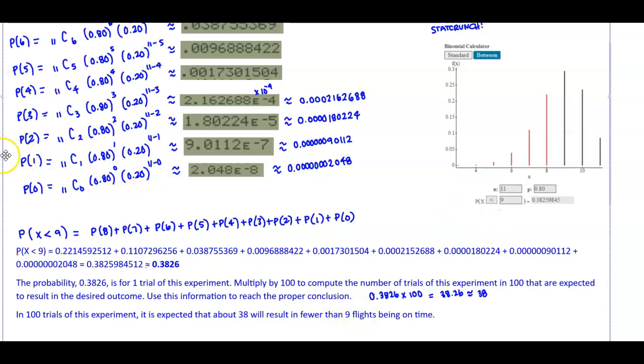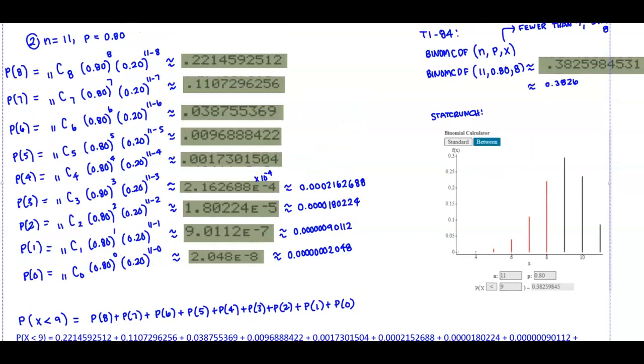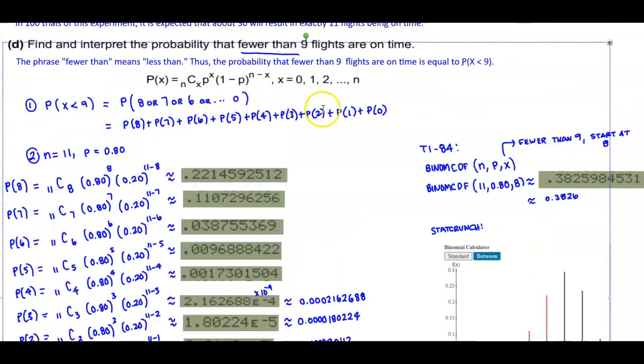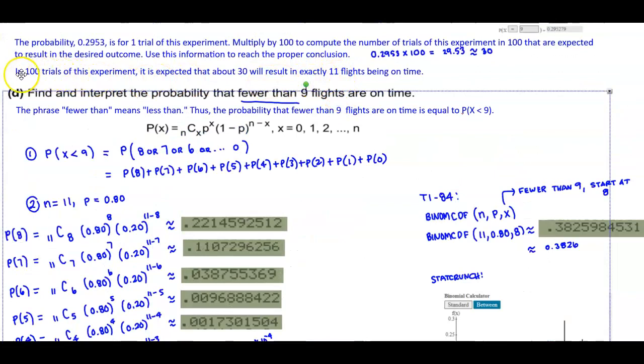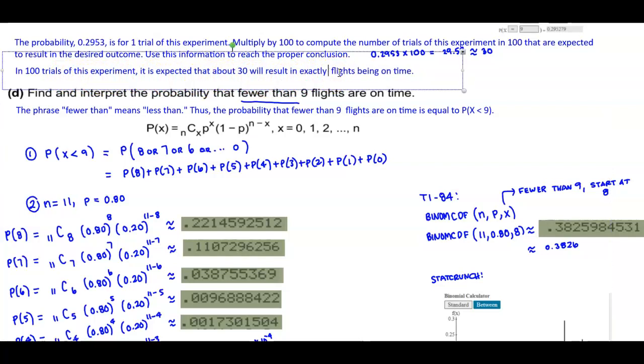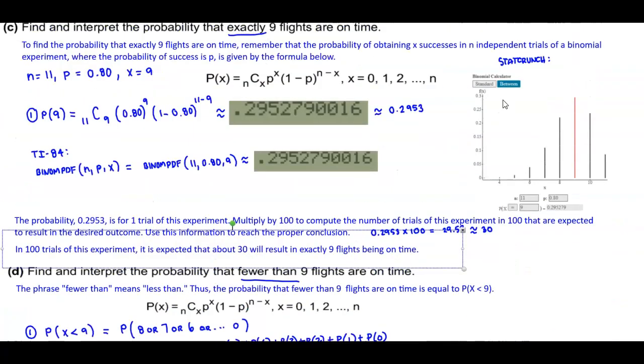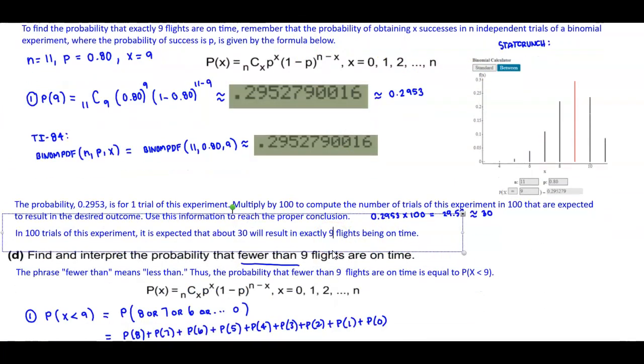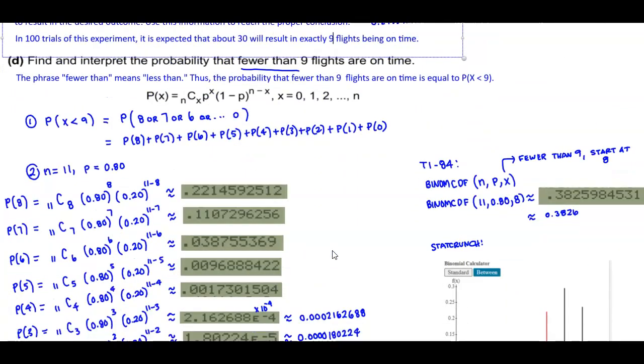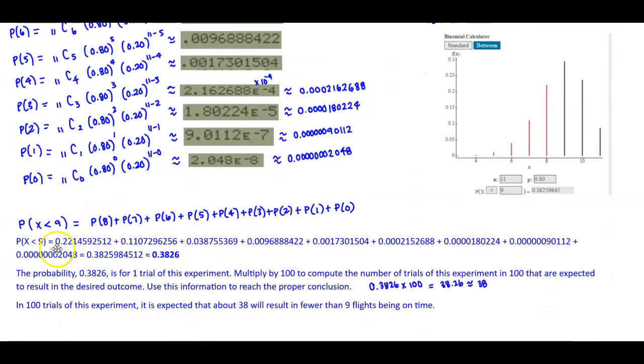flights. And I think if I go back up here, in this first question, this should be: in 100 trials of this experiment, it is expected that about 30 will result in exactly 9 flights being on time, because we were looking for exactly 9. So I was making that correction here. Okay, so now we're going to move on to part E.